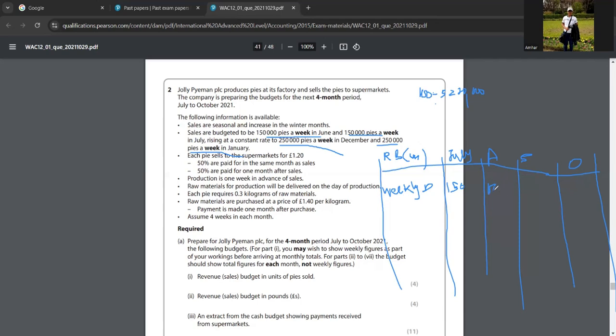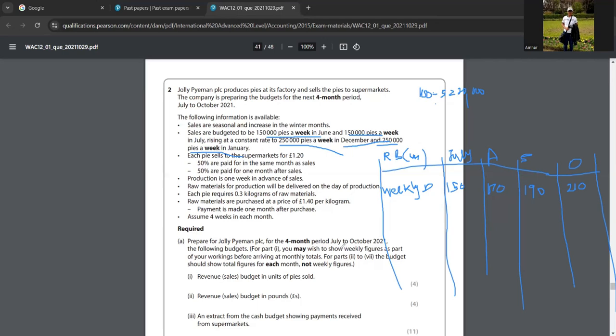170. Then for September, 190. Very good. October, 210. November, you don't need to write, but I'm just asking you. November, 230. December, 250, and 250 in January.